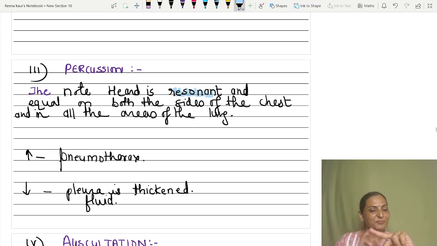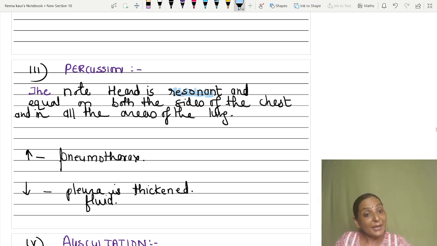resonant. So after you have performed percussion on both the sides and in all the areas, your answer should be that the note heard is resonant. It is equal on both sides of the chest and in all the areas of the lungs. So both sides and all the areas is important.